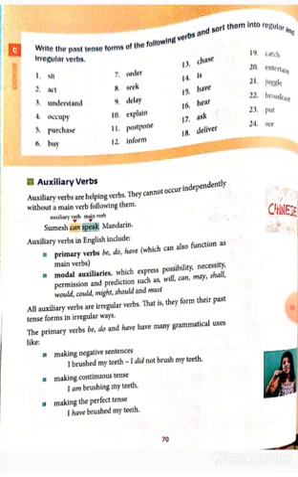Auxiliary verbs in English include the primary verbs be, do, have, which can also function as main verbs, and modal auxiliaries, which express possibility, necessity, permission, and prediction, such as will, can, may, shall, would, could, might, should, and must.